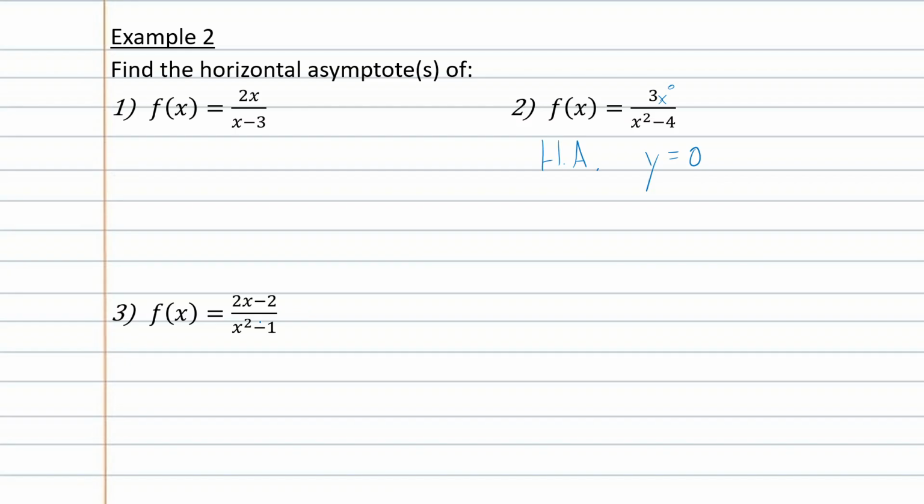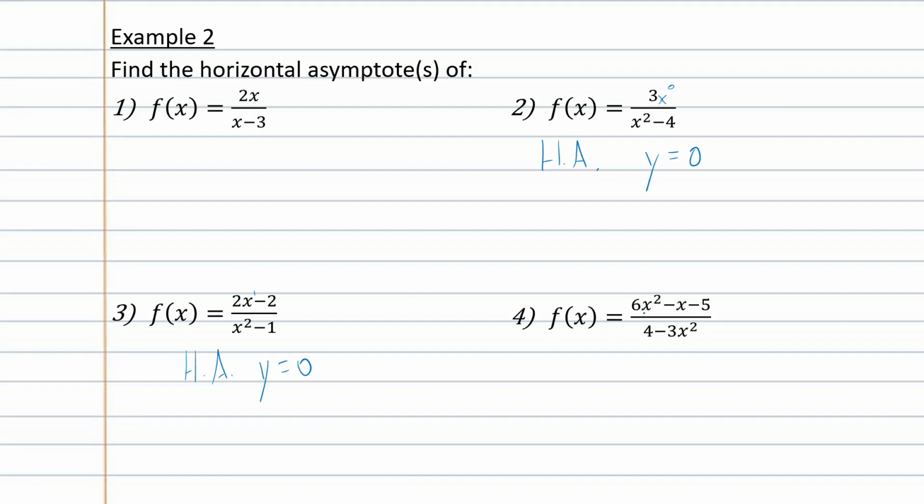If I look at this one, it's f of x equals 2x minus 2 over x squared minus 1. We're in the same scenario. The numerator has a much smaller degree than the denominator, degree 1 versus degree 2. Therefore, we have a horizontal asymptote at y equals 0. Easy enough. Now, how about this one?